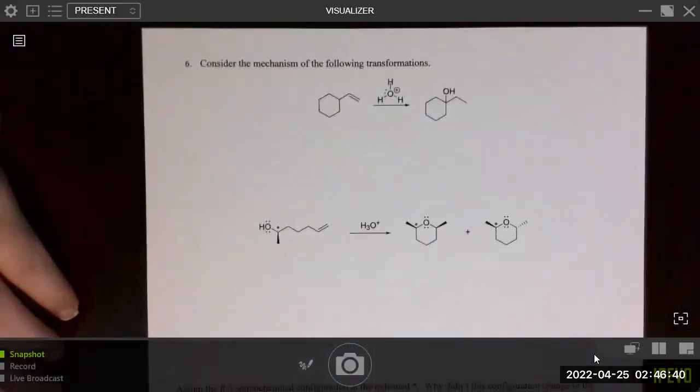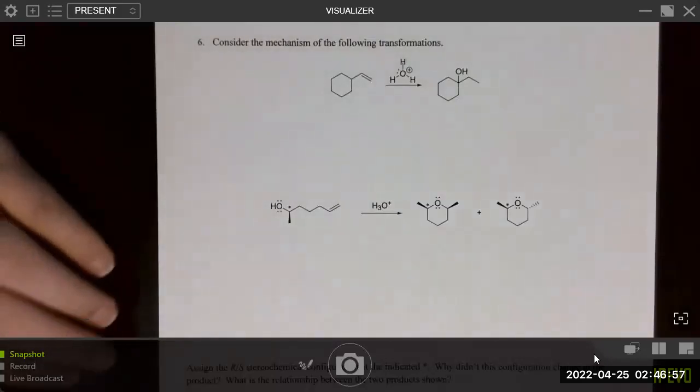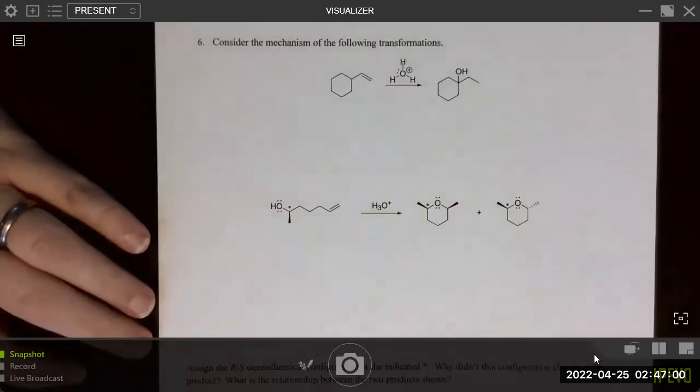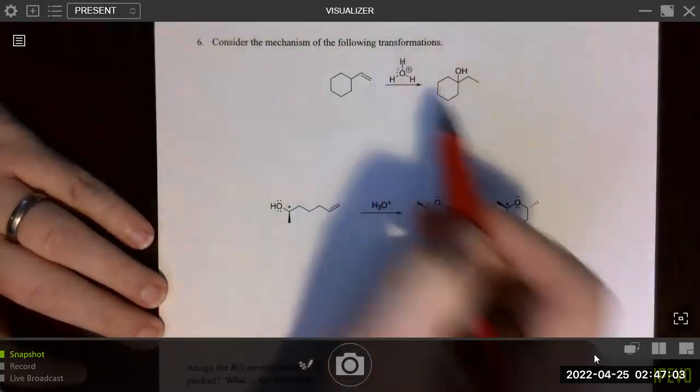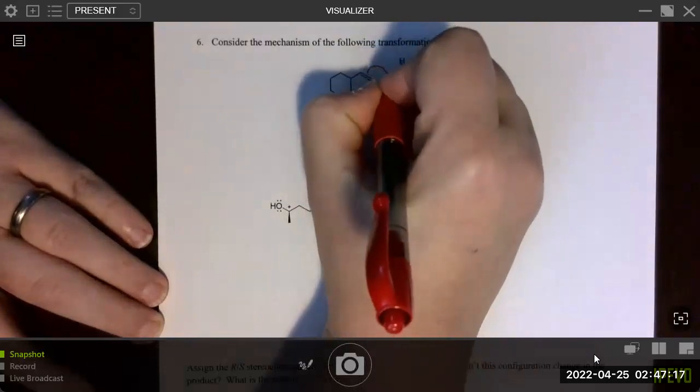All right, let's look at the next page. Question number 6. Consider the mechanism of the following transformation. So that probably means draw the mechanism, although I didn't expressly say that. But let's go ahead and work on the mechanism here. So we have proton transfer. This is hydronium ion. This is going to be an acid catalyzed hydration reaction. And it's going to go through a carbocation intermediate that could be subject to rearrangement. So we should be careful when drawing out this mechanism.